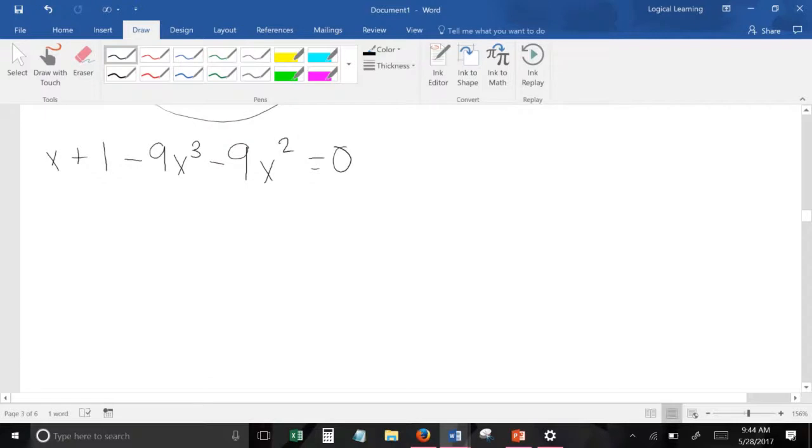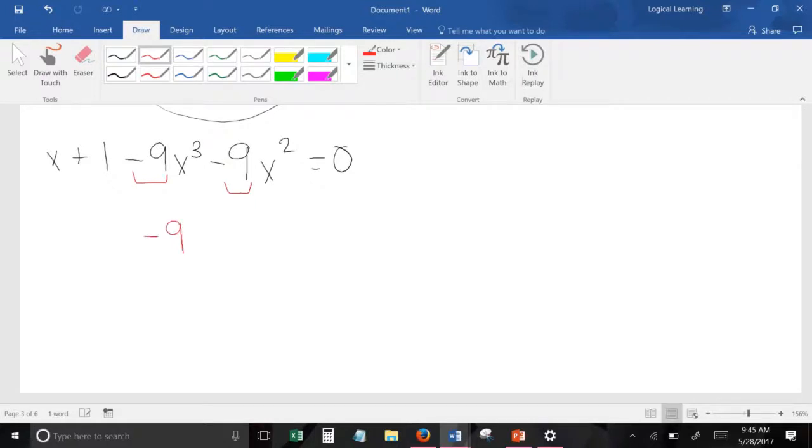And here we're going to factor again. So we can see that both of these have negative 9s in them. So we'll take out a negative 9. And then as this is x squared times x cubed, we can take out an x squared as well from both terms. So we'll have x plus 1 minus 9x times, well, we know that this is x squared times x. We have x. And negative 9x squared times what will give us negative 9x squared? Well, that's a positive 1.